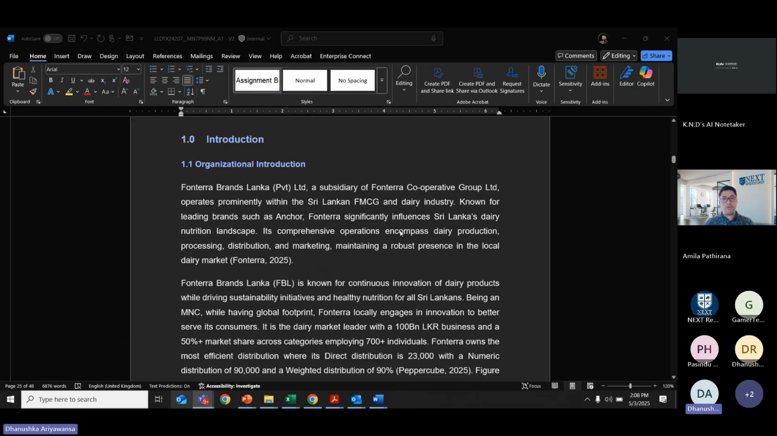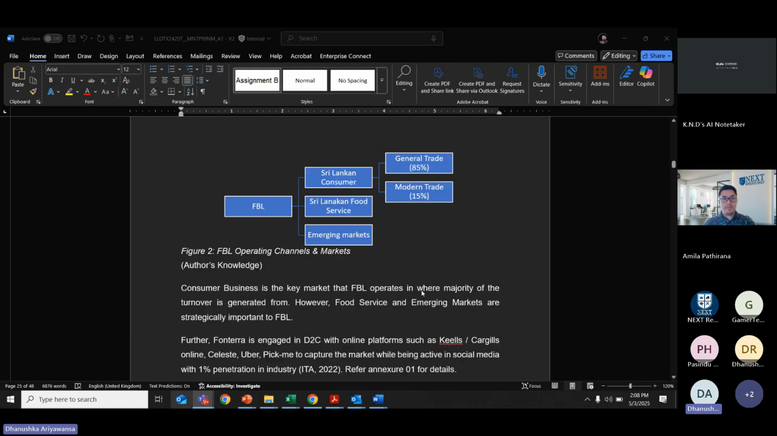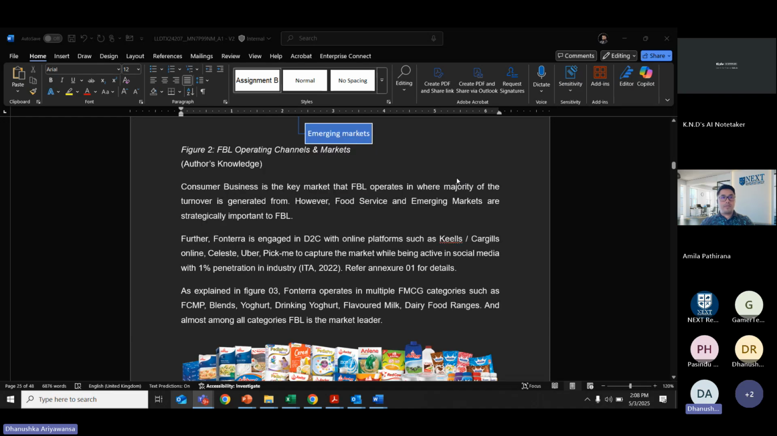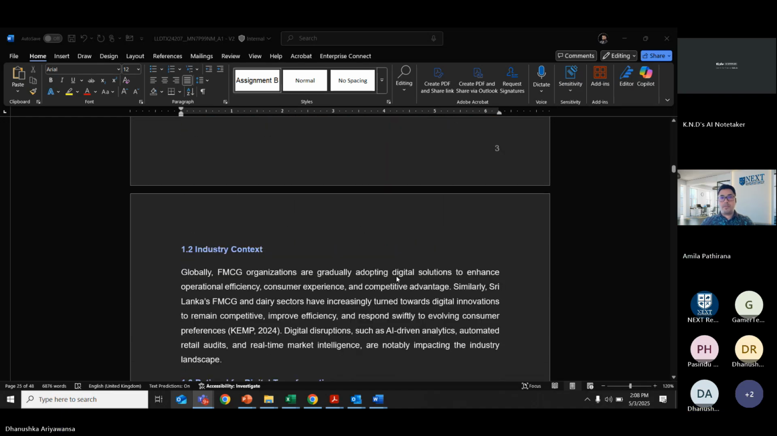Right. In terms of the introduction, it was mainly the overall background, then how the business would look. We have consumer business, food service, and emerging market business, at 85-15, the split we discussed the other day. That's what the consumer business would look like today, and then the range.